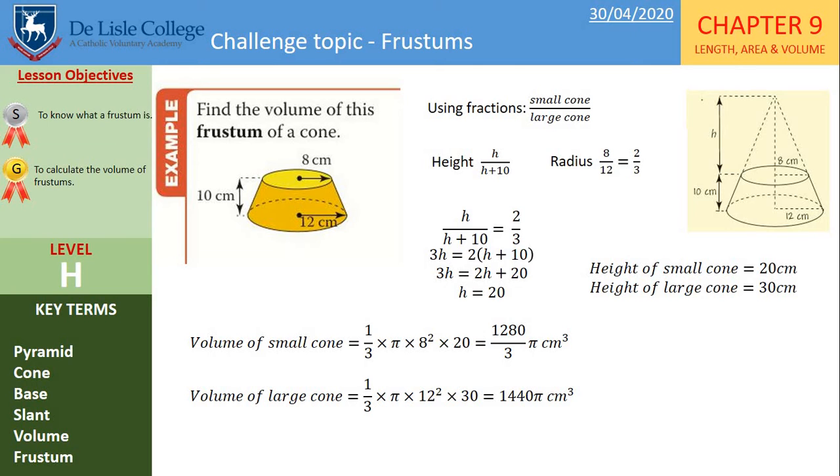Same with the volume of the large cone. This time we're going to have 1/3 times pi times 12 squared times 30. We're going to leave that in exact form, 1440 pi. To find out the volume of the frustum, we are going to subtract the small cone from the large cone. And if we round that to 3 significant figures, we get 3,180 centimetres cubed.